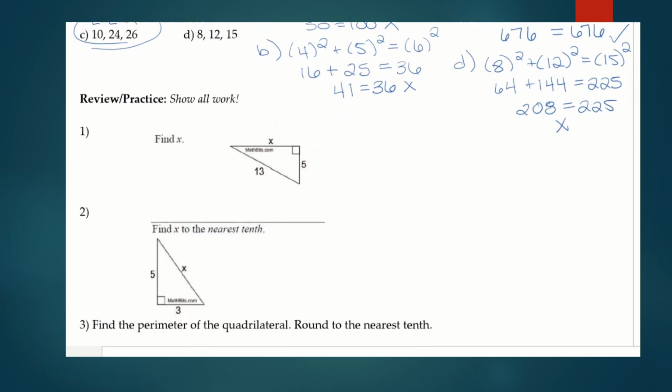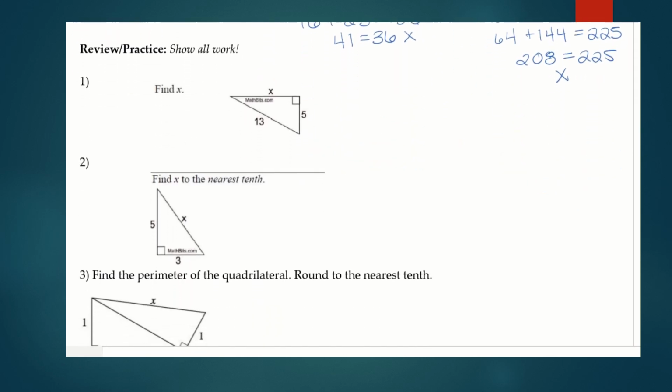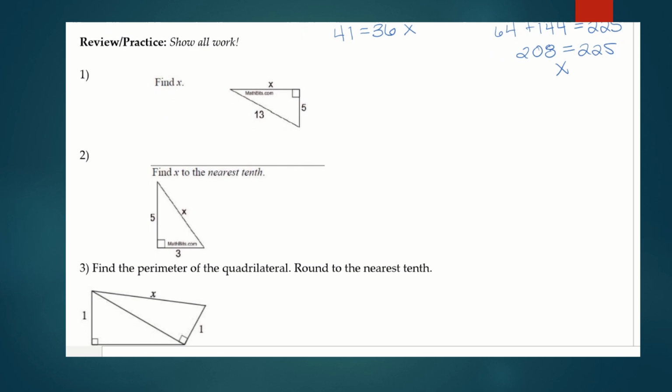All right, so just real quick review. At the bottom here, we're going to show all of our work. So now we're going to go back to using the Pythagorean theorem the way we did last week, where we're given a right triangle. So we know for sure this is a right triangle. We're given two side lengths of the right triangle, and we're asked to find the third. So looking at this triangle here in number 1, we're going to find the value of x.